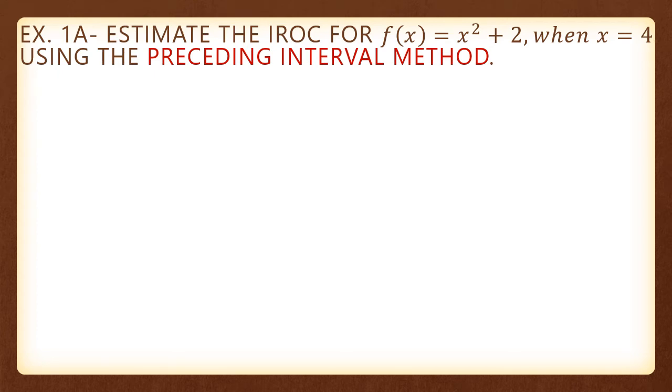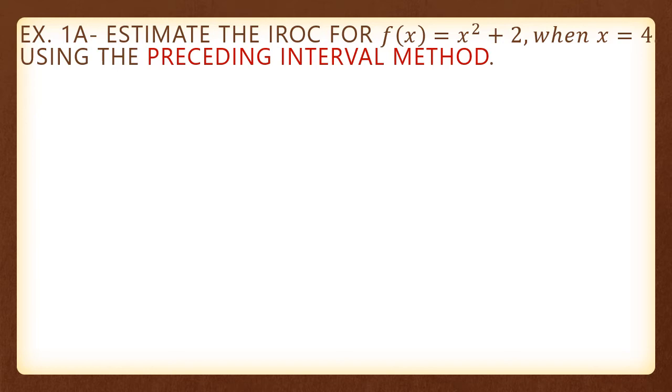Our first example, we are going to estimate the IROC, instantaneous rate of change, for f of x equals x squared plus 2 when x equals 4, so a very specific value. And we're going to use what's called the preceding interval method.